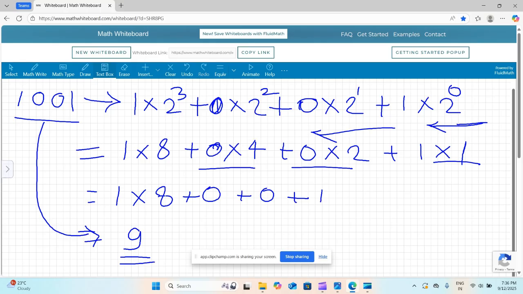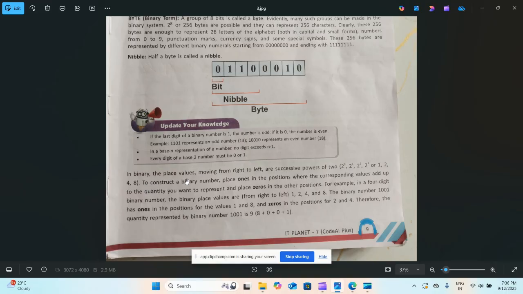Understand? Now just go to the description they have given. To construct a binary number, place ones in the positions where the corresponding values add up to the quantity you want to represent and place zeros in the other positions. For example, for a 4-digit binary number, the binary place values are from right to left 1, 2, 4, 8. We have seen binary number 1001. In the same example we have taken, there are ones in the positions for values 1 and 8, correct? And zeros in the positions 2, 4. So therefore the quantity represented by the binary number is 9.